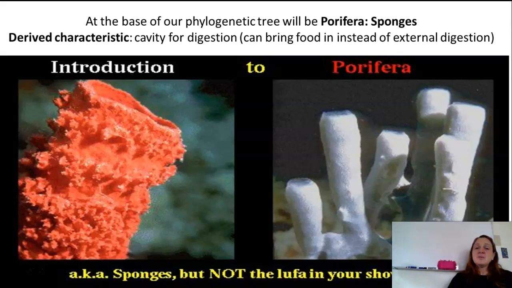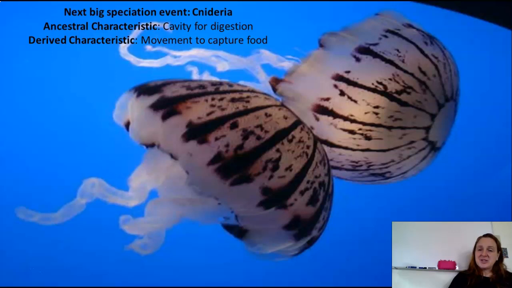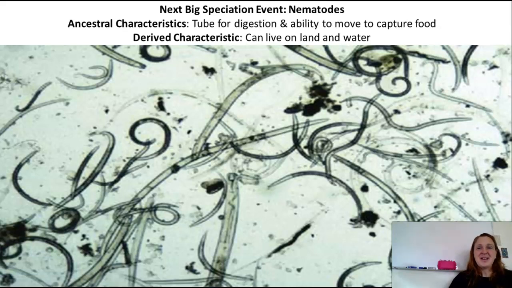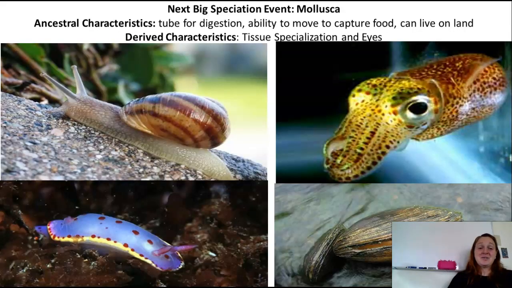So we start with porifera, those sponges. Then we go to cnidaria, and here's a beautiful example of that with our jellyfish. And then the nematodes. Oh man, there are so many nematodes in the soil. They're so important to soil health and thus the health of the rest of the ecosystem. Then we move to mollusca.